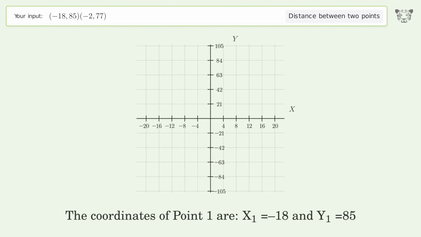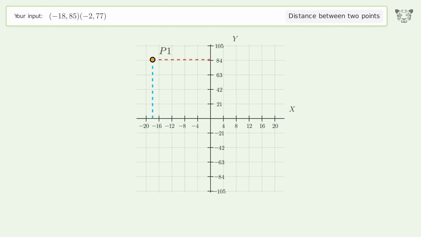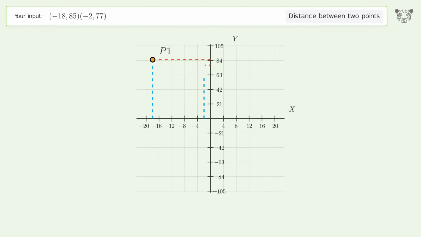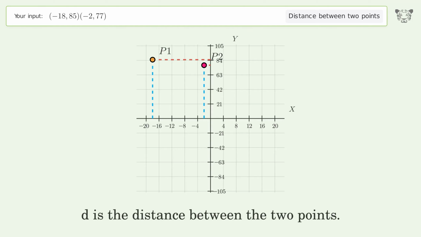The coordinates of point 1 are x1 equals -18 and y1 equals 85. The coordinates of point 2 are x2 equals -2 and y2 equals 77. D is the distance between the 2 points.